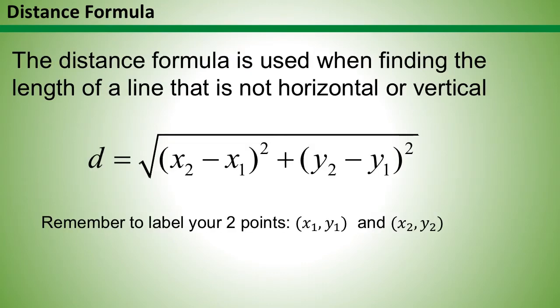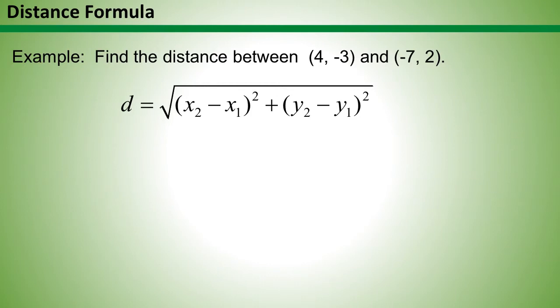Okay, so most of the time when we're finding distance, we're going to have to use the distance formula. The distance formula is used when finding the length of a line that's not horizontal or vertical, okay? And most of our lines are going to be that. When you're using the distance formula, remember to label your points as x1, y1 and x2, y2. Okay, so let's take a look at some examples of that. Find the distance between 4, -3 and -7, 2.